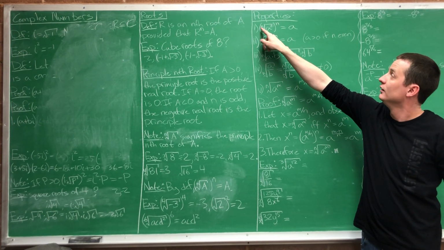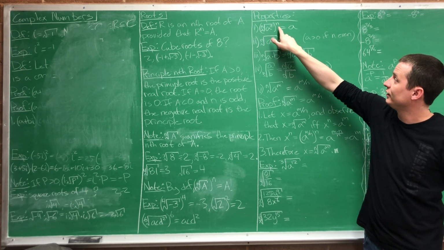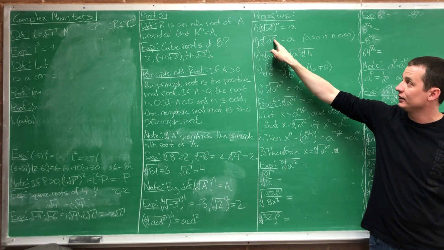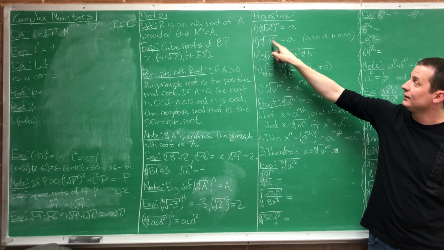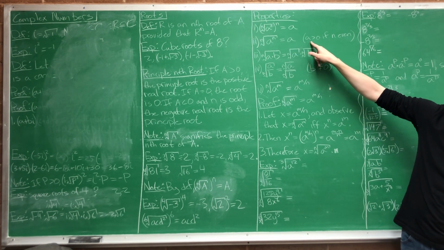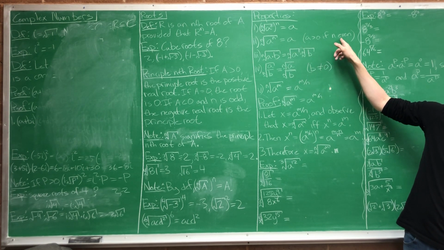We just already said it. The nth root of A to the n is always equal to A. Now, other way around. Notice that now I'm going to put the n on the inside. The nth root of A to the n is equal to A. And note, by our agreement with the author, A is greater than 0 if n's even.